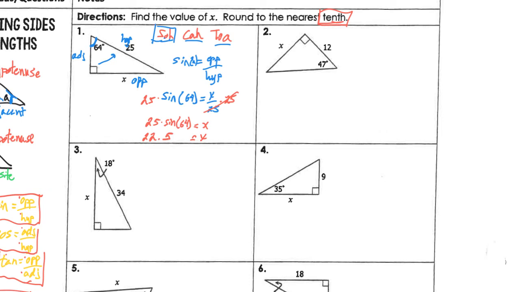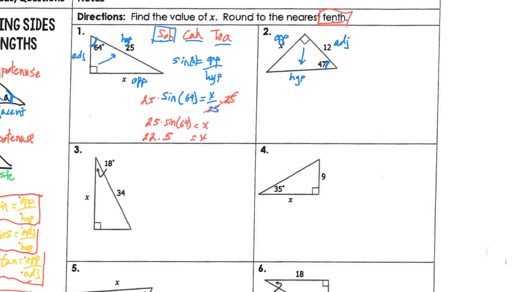Okay, number 2 is very much the same. You first label what your pieces are. The hypotenuse is the side across from the right angle. Then we're looking at the 47-degree angle over here. The 12 is attached to it, so that's the adjacent. And the x is across from it, so that's the opposite. So I know the adjacent, and I'm looking for the opposite.